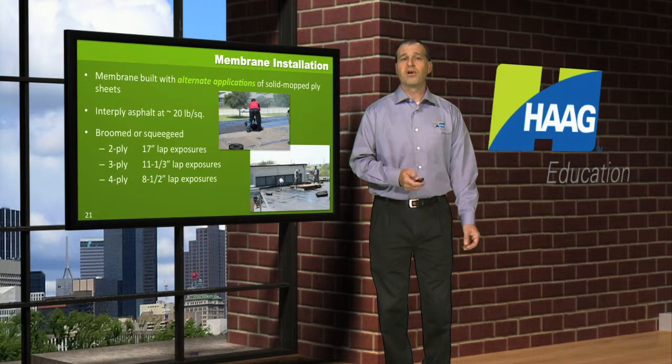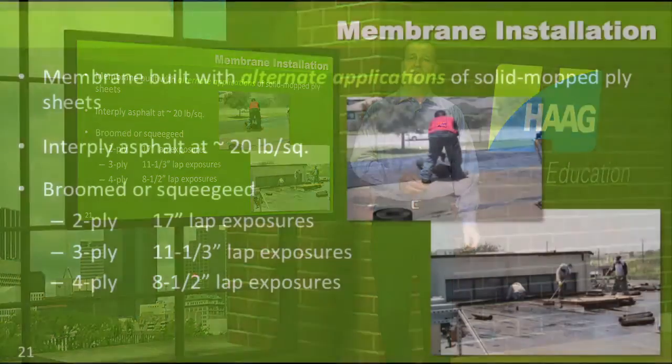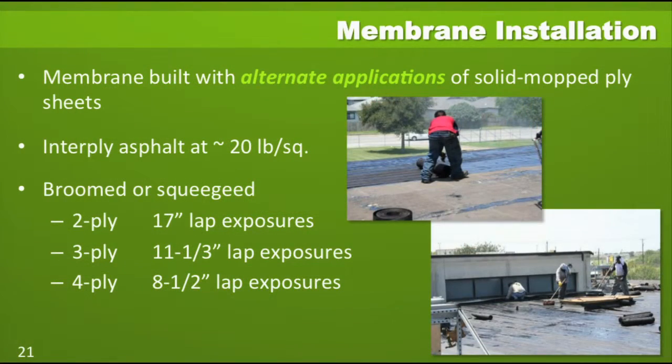Once we start putting our built-up roof together, it's going to be alternate applications of solidly mopped hot bitumen underneath these ply sheets. That inner ply asphalt between each layer should be installed at approximately 20 pounds per square.